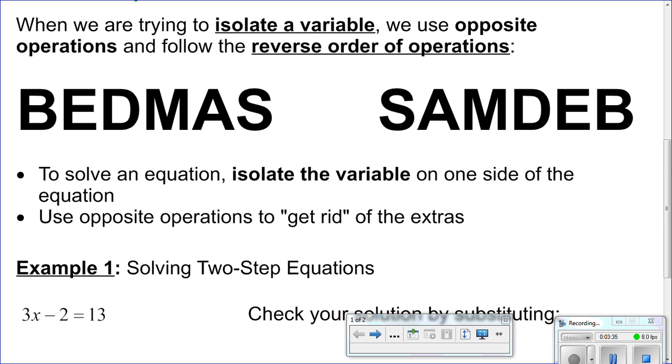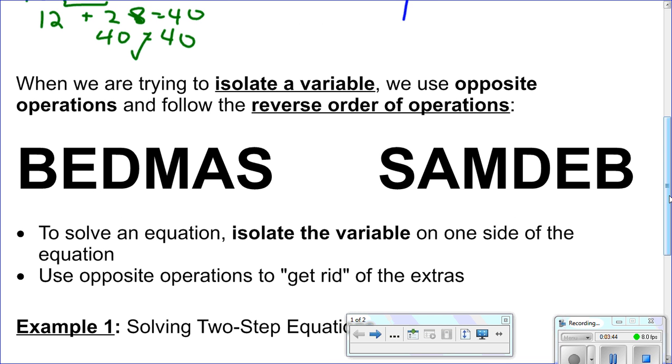Okay, so a couple things we need to keep in mind when we are isolating a variable. If I say isolate, we're going to get it all by itself. Okay, it's going to be all alone. So sad. When we are isolating a variable, we use opposite operations.